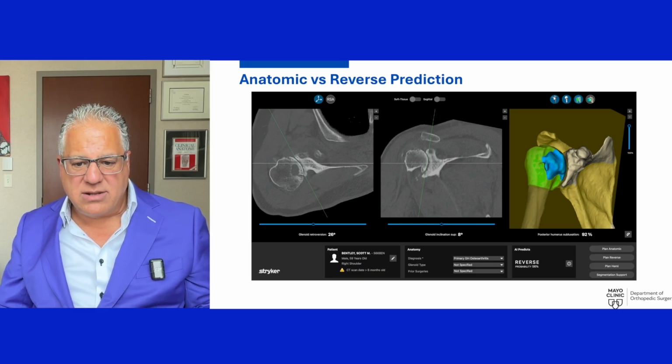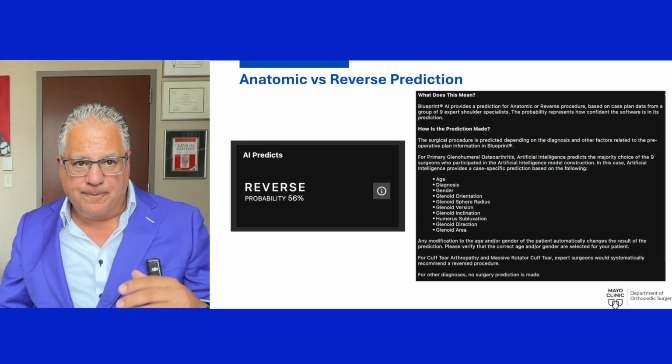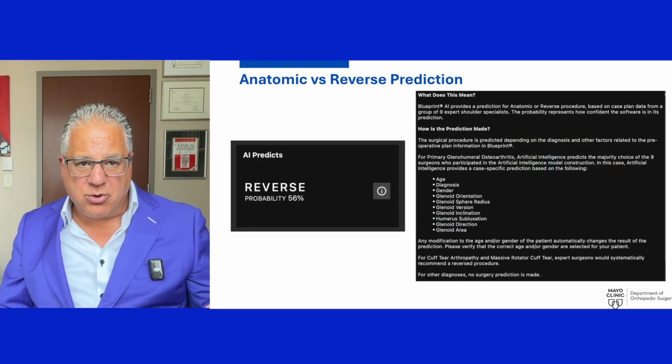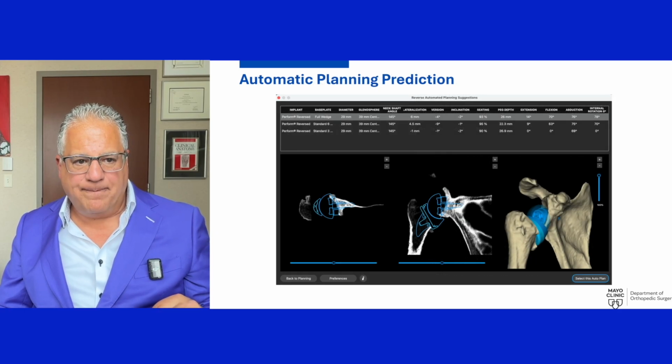There is a little box that you can see in the presentation, and if you click on it, it will explain to you that the way this tool was created is by using the plans of 9 expert surgeons. So in this case, what BluePrint is telling you is that there is a 56% chance that 9 experts would choose reverse for this particular patient.